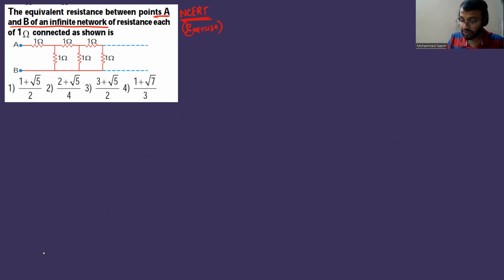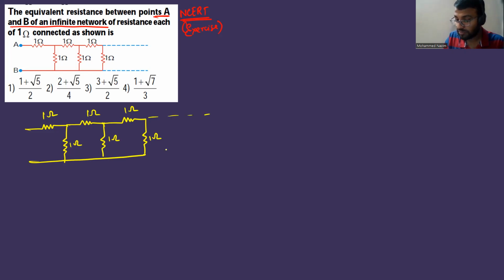So now what you have to do is in infinite ladder network questions, it is purely a mathematics based question. This is 1 ohm, this is 1 ohm. This is also 1 ohm, 1 ohm, 1 ohm. This is also 1 ohm, and so on. He is asking us the resistance between A and B. So what we do in this kind of problems is you assume, let the resistance between A and B be X. Let the resistance between A and B be equal to X.